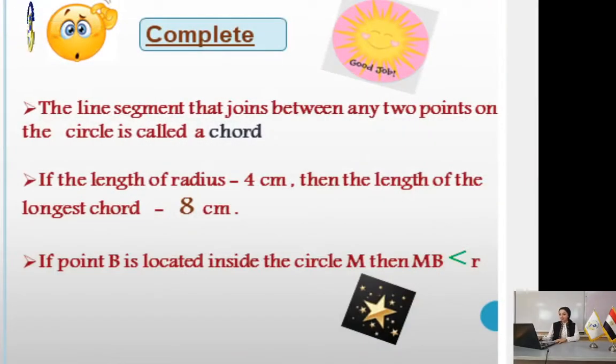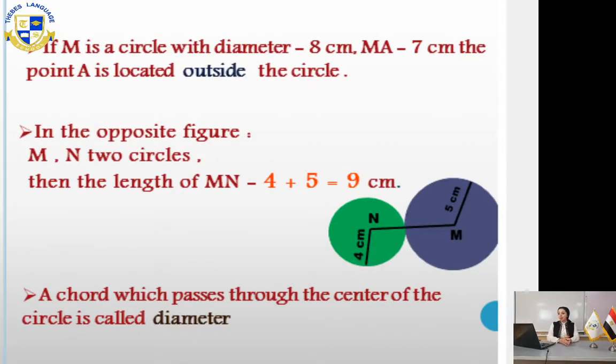Next, if M is a circle with diameter 8 and MA equals 7 centimeters, is the point A located outside or inside the circle? We said before the diameter is 8, so the radius will be 4 centimeters. And MA equals 7 centimeters, which is greater than 4 centimeters, the radius. So this point is located outside the circle.